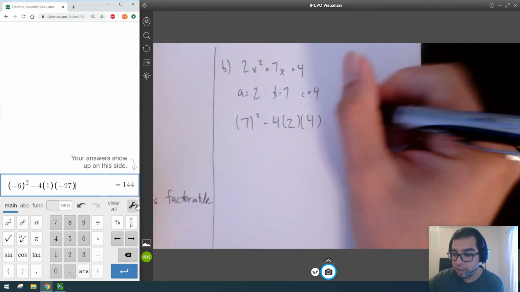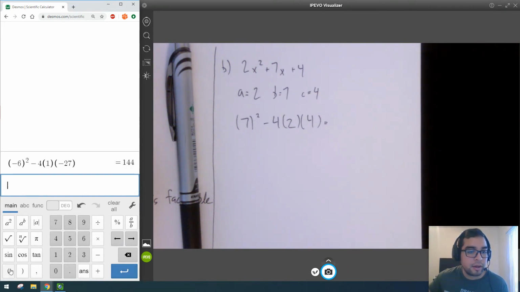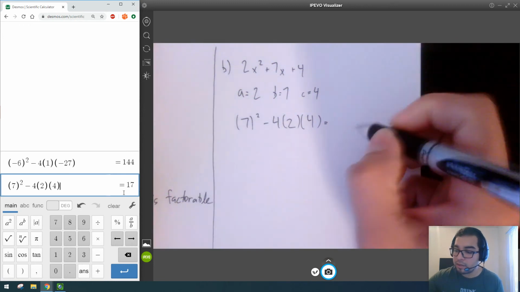I'm going to put this into my handy dandy calculator right over here. Same thing, I'm going to put parentheses wherever a variable is supposed to be. Makes life a lot easier for me. Let's finish this up: 7 squared minus 4 times a, which is 2, times c, which is 4. Check it out. This is equal to 17. Since 17 is not a perfect square, this is not factorable.